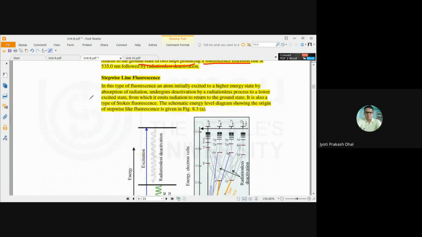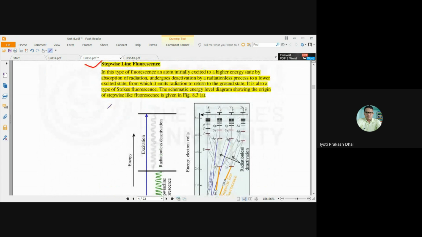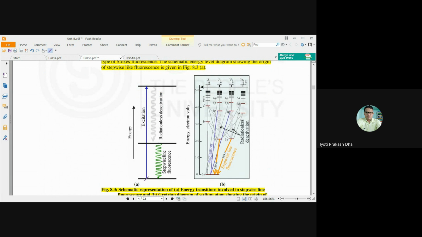Now coming to the third one, which is stepwise line fluorescence. In this type of fluorescence, an atom initially excited to a high energy state by absorption of radiation undergoes deactivation by a radiation-less process to a lower excited state, from which it will emit radiation to return to the ground state. So initially the atom will undergo excitation by absorbing electromagnetic radiation from the ground state to some excited state, and from the excited state it will come back to the intermediate state by radiation-less deactivation.